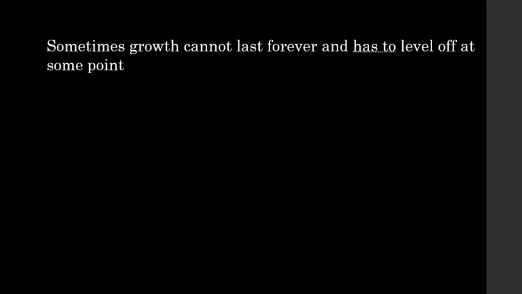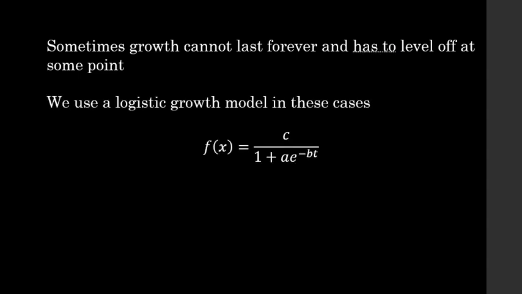Something I do want to just comment on, because we also did talk about logarithmic functions as well. Sometimes growth cannot last forever, and sometimes it has to level off at some point. And in this case, we use a logistic growth model. What does this thing look like? It looks like f of t is equal to c divided by 1 plus a times e raised to the power minus bt.